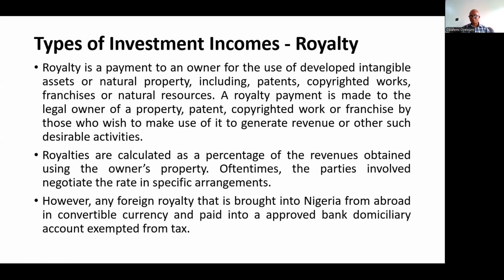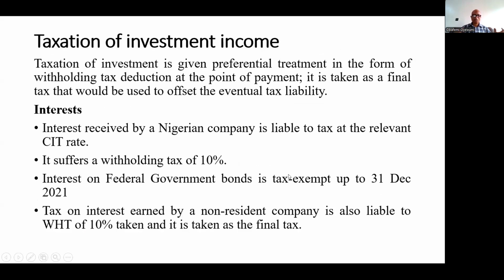Let's look at taxation of investment incomes. We are now able to cover the different types of investment incomes, so let's begin to talk about how these incomes would be subjected to tax. As an opening statement, taxation of investment is given preferential treatment in the form of withholding tax deduction at the point of payment, and that's what we've been saying along the line. Before you get your income, in most cases, it has already been taxed. So it is taken as a final tax that will be used to offset the eventual tax liability.